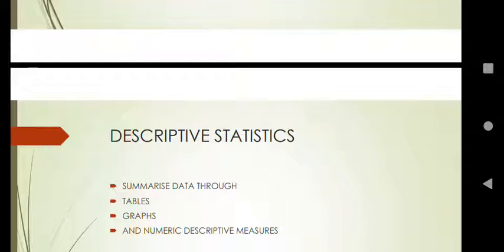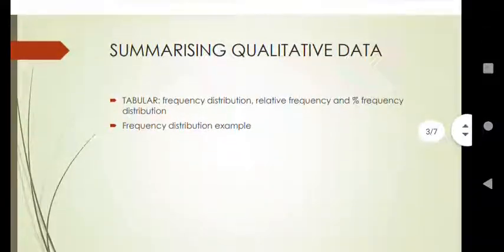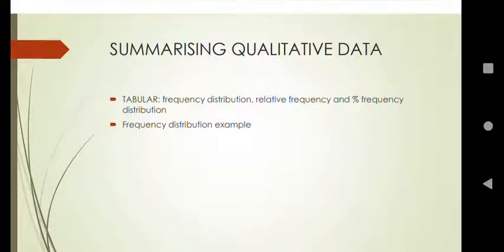As we can recall from the previous chapter, where we distinguished between qualitative and quantitative data, now we are going to start off by summarizing the qualitative data. To summarize qualitative data, we make use of frequency distribution, relative frequency distribution, and percent frequency, and we can also use the tables that contain frequencies to construct bar graphs and pie charts.